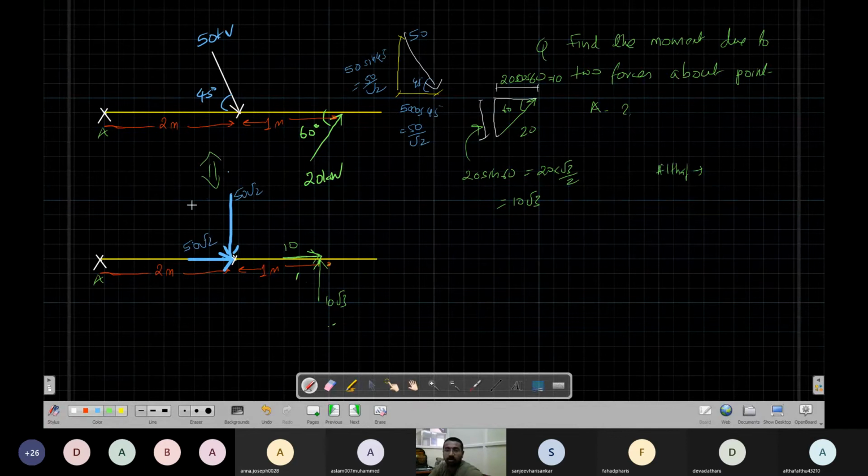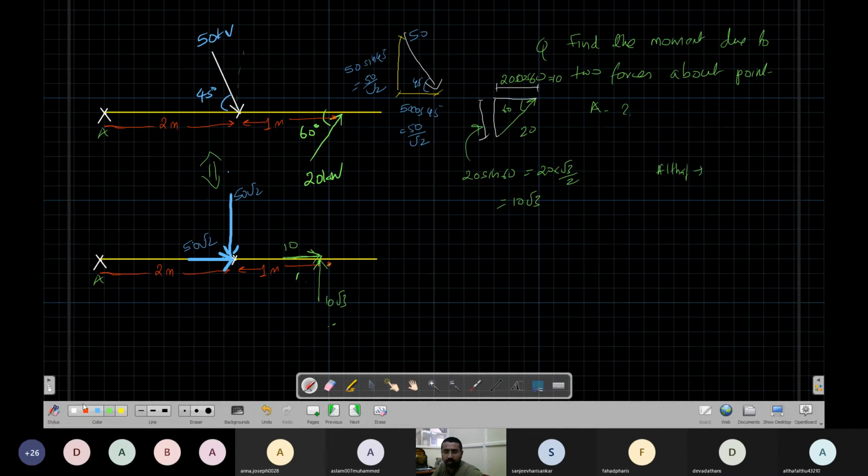I have just reduced it to components. Now, about the component sign convention, the vertical component will be in this direction, and the horizontal component will be in this direction. Okay, so now we know.